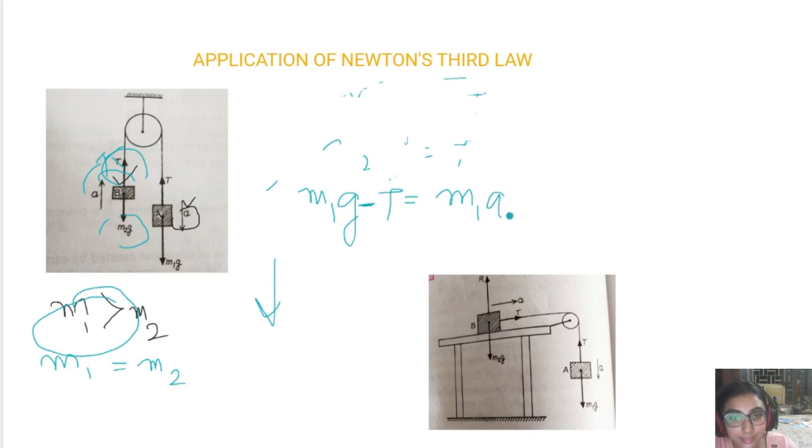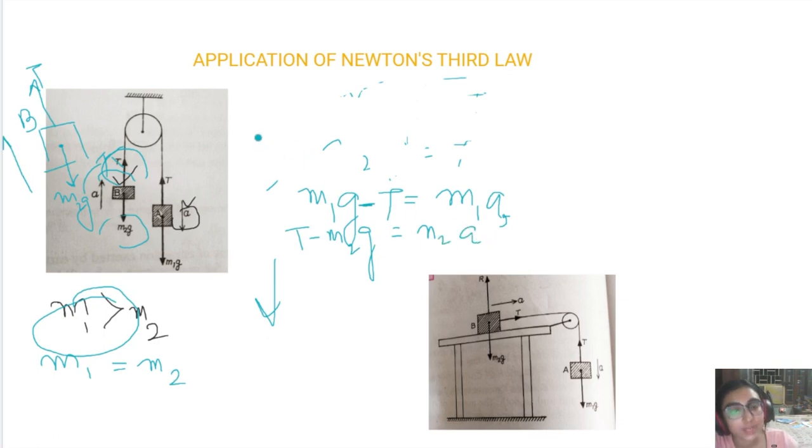And at the same time we can write, here it will be different. Okay, look very closely here. Let me draw the body B separately. तो यहाँ पे क्या हो रहा है? यहाँ पे M2G है, ऊपर T है. So since यहाँ पे body ऊपर की तरफ जा रहा है, so T is greater, no? So here we write it as T minus M2G equals M2A.